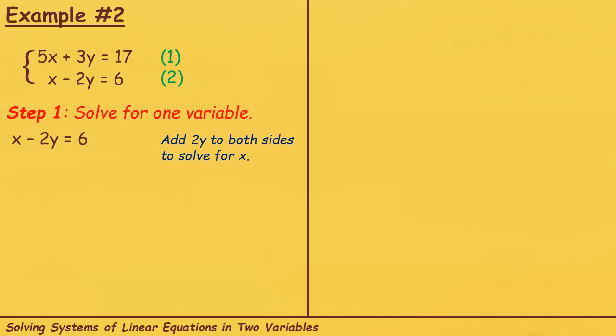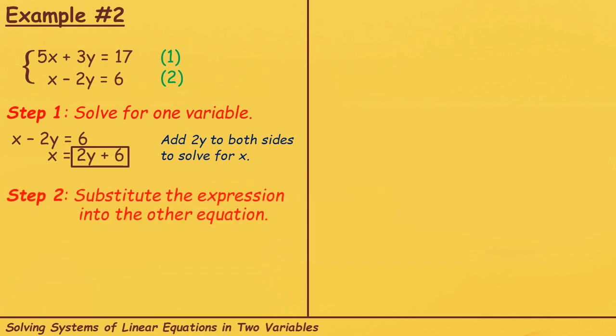Kasi sa left side ng equation, merong negative 2y, and we need to remove that by using the APE. Magdadagdag tayo ng positive 2y to both sides of the equation. So that will give us x is equal to 2y plus 6. So ang value ng x natin dito is 2y plus 6. So this is the expression. Substitute the expression into the other equation.